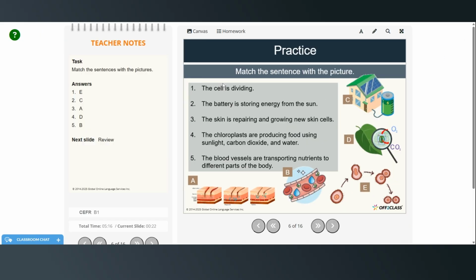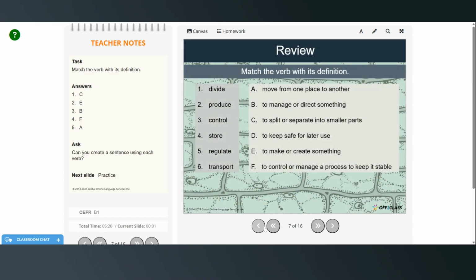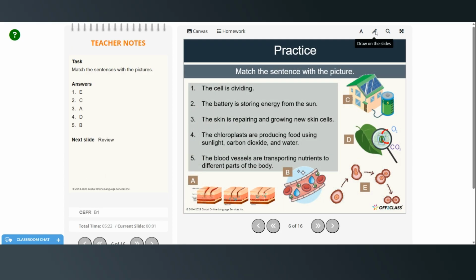All right, the cell is dividing. That is letter E. Okay, the cell is dividing is letter E. So showing we have one cell and it's splitting into two. The battery is storing energy from the sun. So that's letter C. We see here the solar panels and the battery.